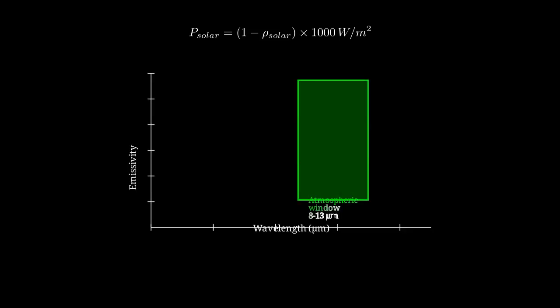Here's the thermal emissivity spectrum. Notice the highlighted region from 8 to 13 micrometers. This is the atmospheric transparency window, where we want maximum emissivity to radiate heat directly to space.